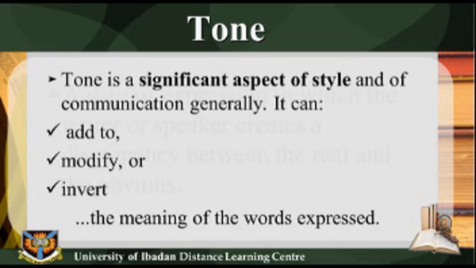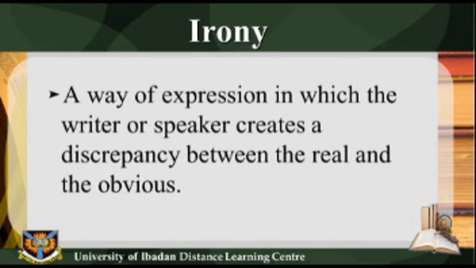One of the more complex tones is irony, a way of expression in which the writer or speaker creates a discrepancy or incongruity between what is and what seems to be. Dealing with irony requires active reading because the words don't mean what they literally say. The reader has to be active in recognizing and processing the difference between what is said and what is meant. Irony appears in a variety of forms.